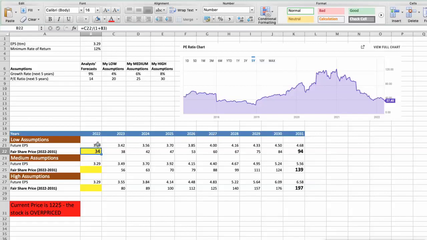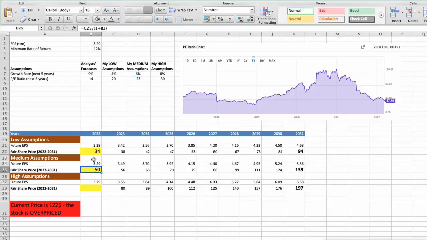Second scenario. Global Payments will have average performance in next 5 years, and we will use the following parameters in our calculation. Future growth rate would be average, 6%. Future P/E would be average, 25. In this case, the fair value of the stock today would be $50.